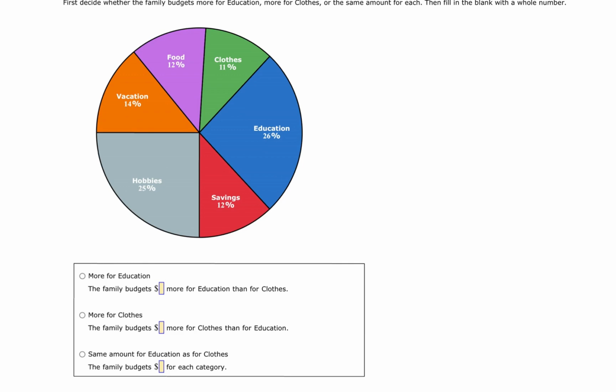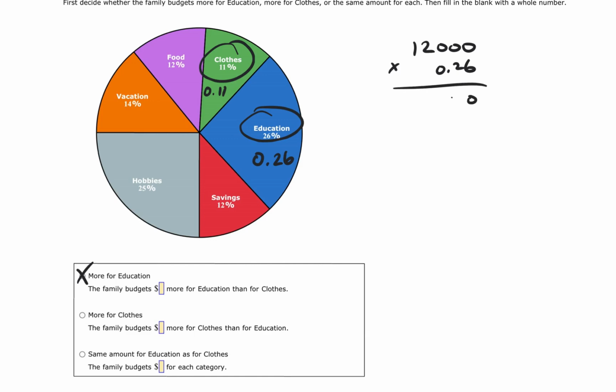This one shows how a family budgets the $12,000 that's left after paying bills. First, decide whether the family budgets more for education or clothes or the same amount. Clearly, it's education. And then we're going to have to fill in how much more they budget for education than for clothes. Education, 26% is 0.26. Clothes, 11% is 0.11. And we're going to multiply these by 12,000.